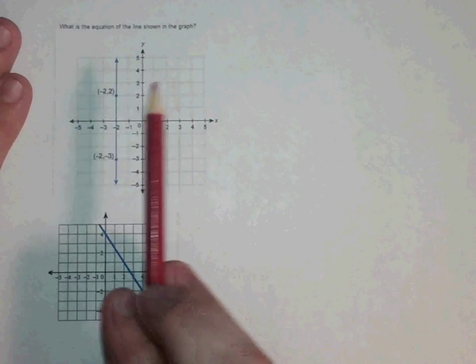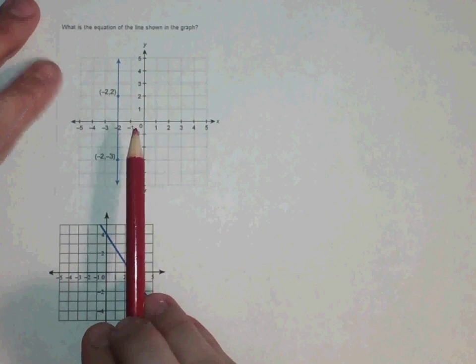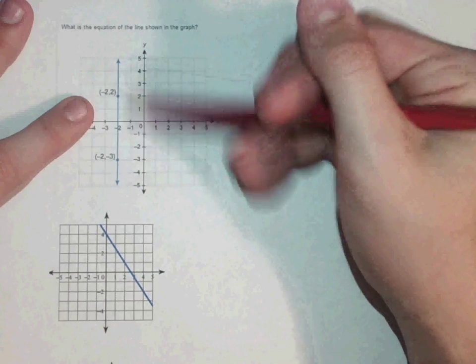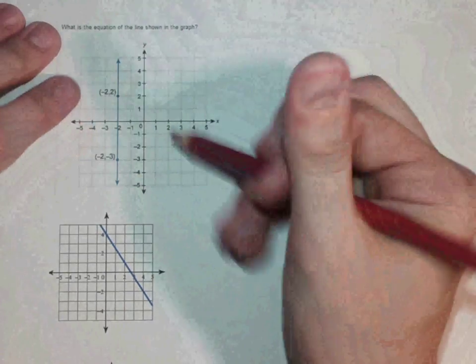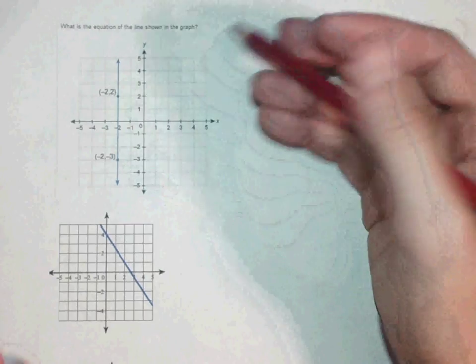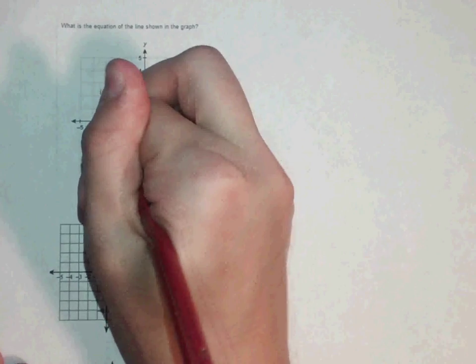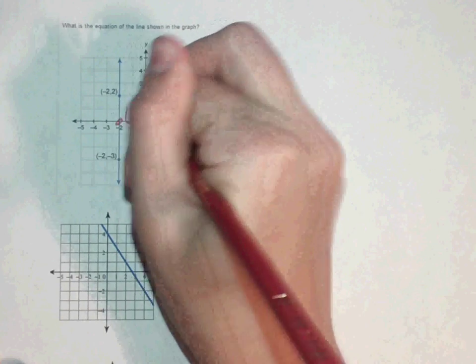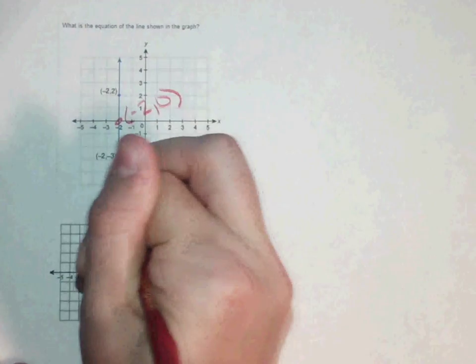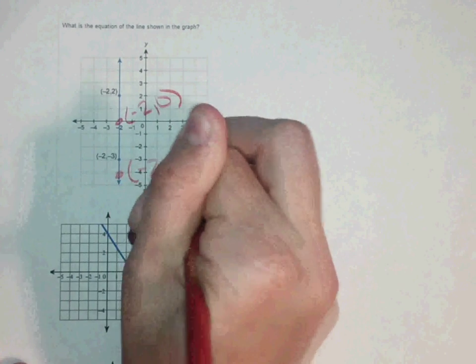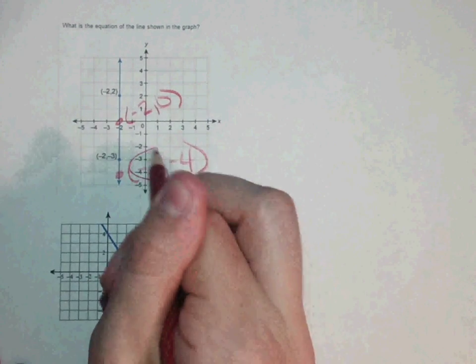Now let's look at this one. What is the equation of the line shown in the graph? Notice that we are going up and down here, and I've got a point of negative 2, 2, and negative 2, negative 3. Oops, I'm going to put another point right here on my line. That point is negative 2, 0. I could put another point down here if I wanted. Negative 2, negative 4. I'm kind of seeing a trend.